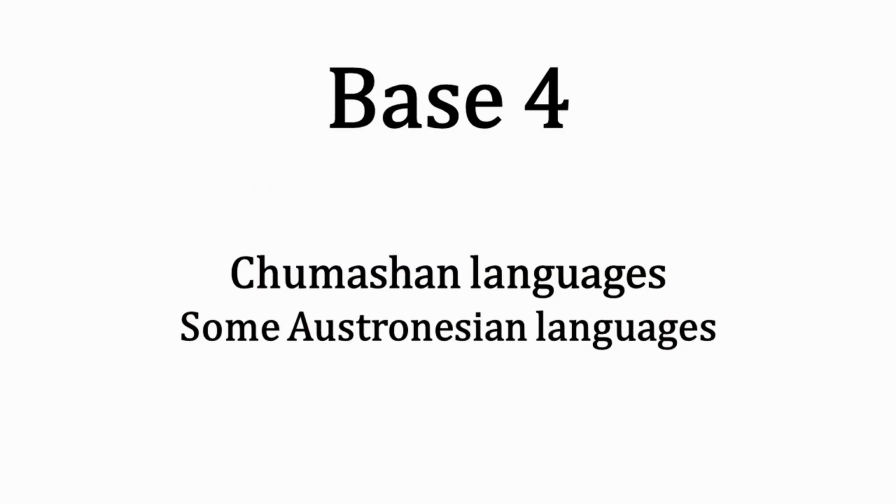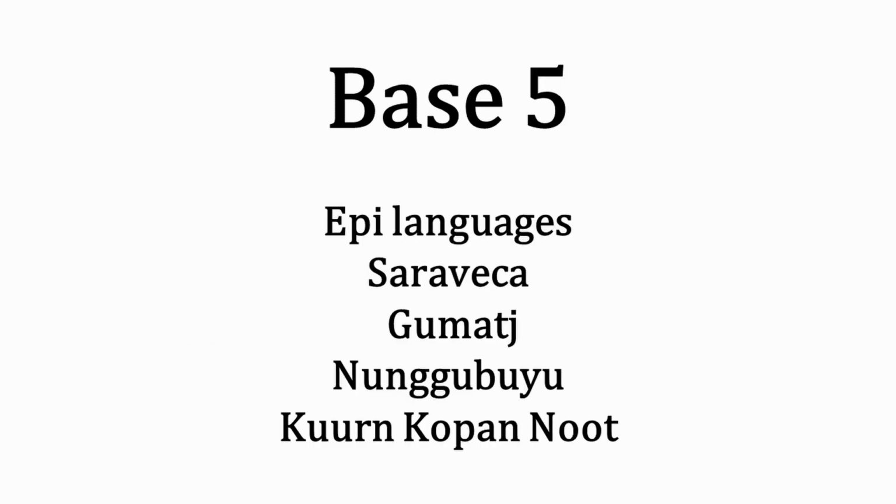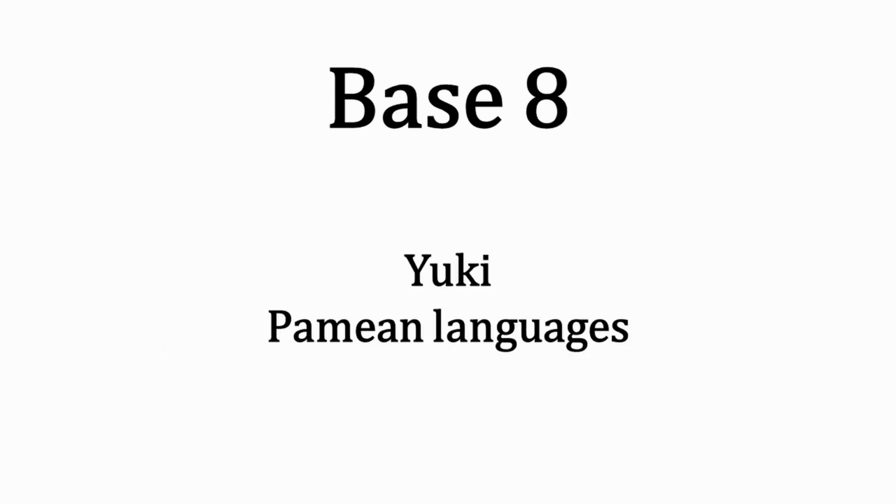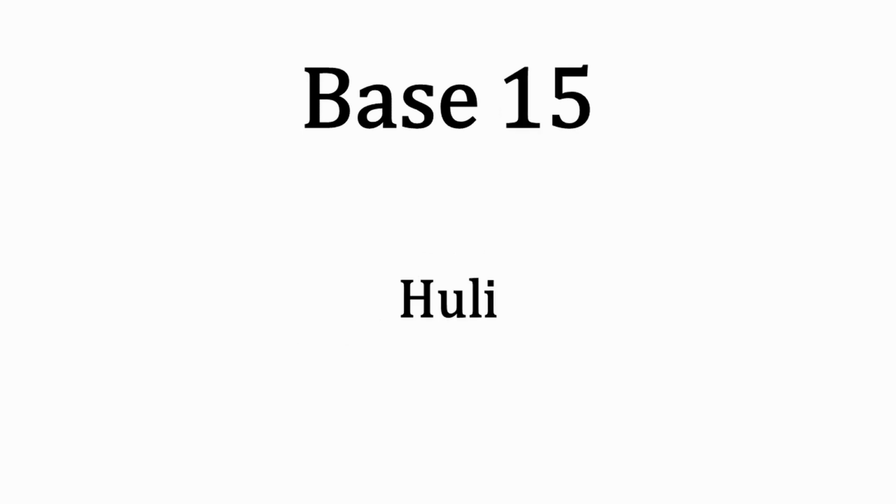Quaternary, base 4, has historically been used by Native American and South Central Asian languages. Quinary, base 5, is used in several Australian and South American languages. Senary, base 6, is found in some languages of New Guinea and Africa. Octal, base 8, is used by a few North American languages. Quindecimal, base 15, is used by the Huli language of Papua New Guinea.